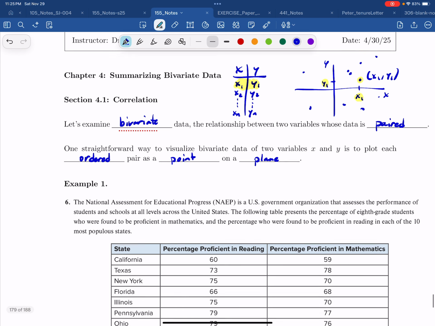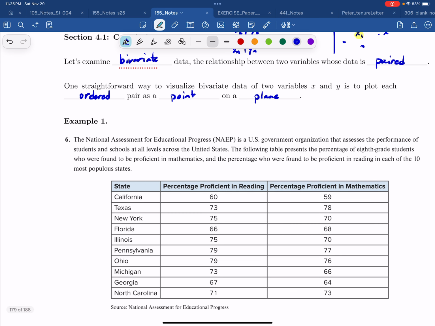And what we do is we use this visualization to see if there's a possible relationship between the variables x and y. For example, looking at example 1, we have reading proficiency and math proficiency as a percentage of students in each state. We want to see if there is some kind of a relationship between them. If reading proficiency is high, then is math proficiency high, and vice versa? If reading proficiency is low, then is math proficiency low?